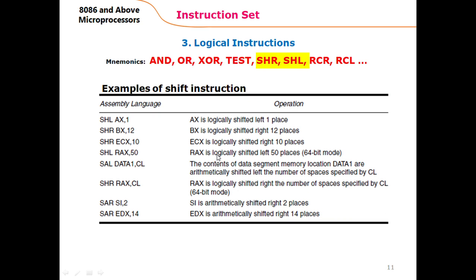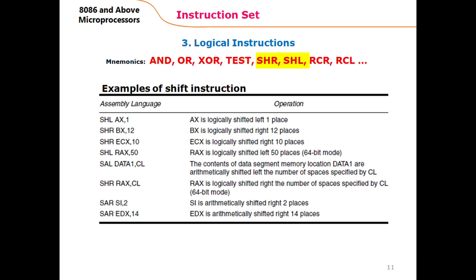Here are some examples. These examples are available for 8086 and above microprocessors, but not all of the instructions are available with the 8086 microprocessor. For example, this is shift left, logical shift left AX, 1. So this instruction would move the 16-bit value in the AX register by one place. So each bit is shifted left by one place.